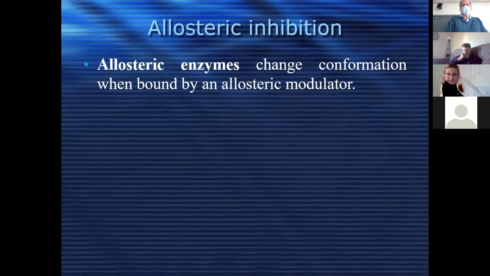Now, allosteric enzymes can change their conformation when they're bound by allosteric modulators. Sometimes these things are bound by more than one allosteric modulator. And it takes a combined effort from different modulators to get the enzyme to do this thing or that thing or whatever.